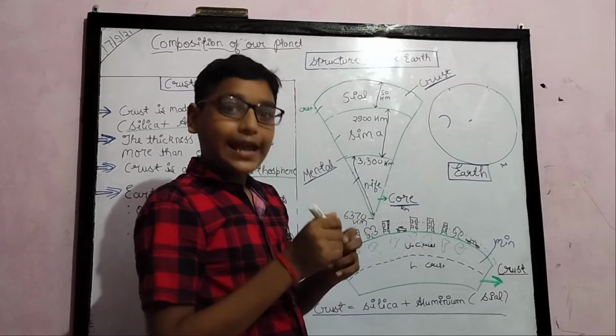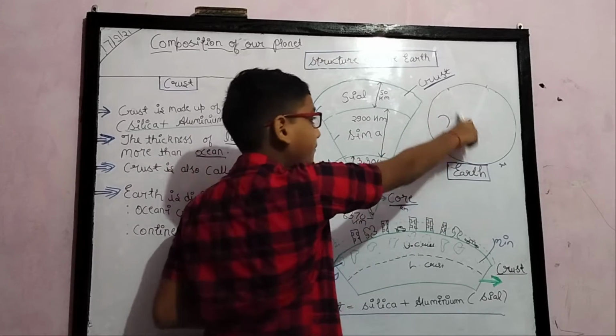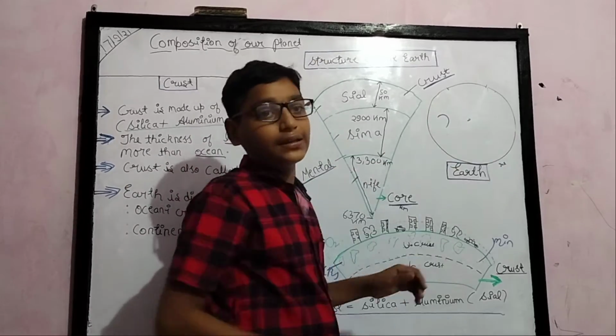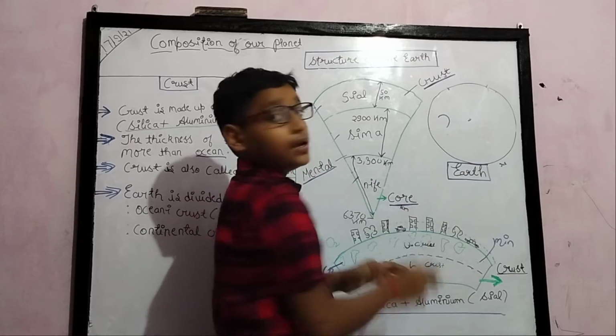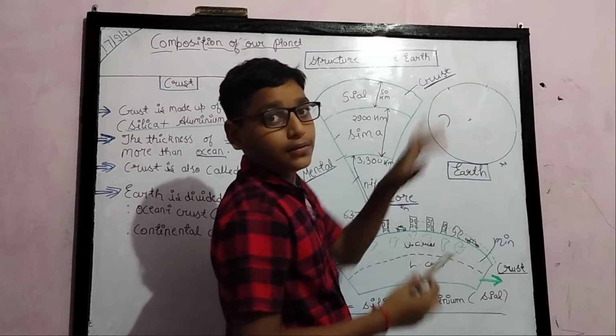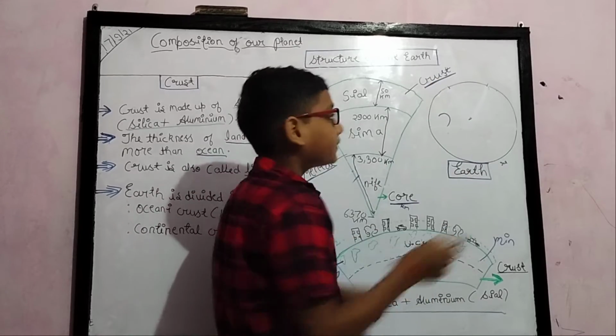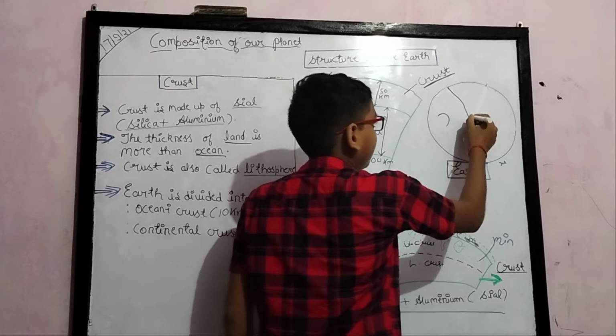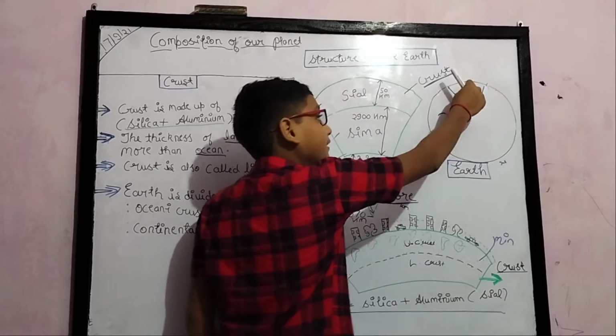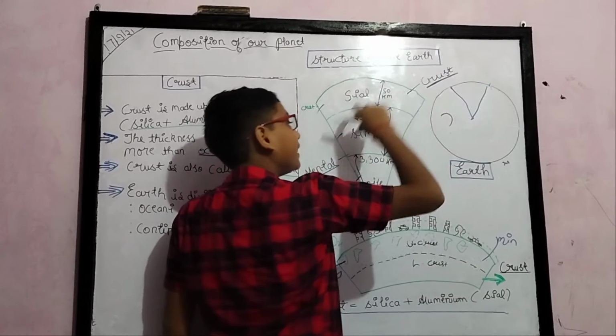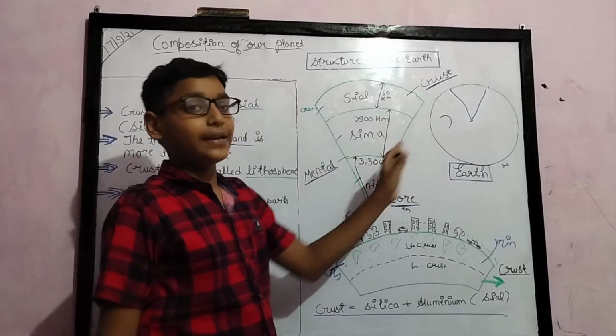So we will take a V-shaped part of the internal part of the Earth. Suppose this is the Earth. We will take a part of it, an internal V-shaped part. Now this part is shown bigger here.